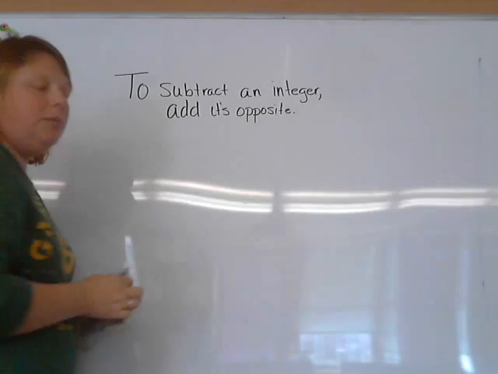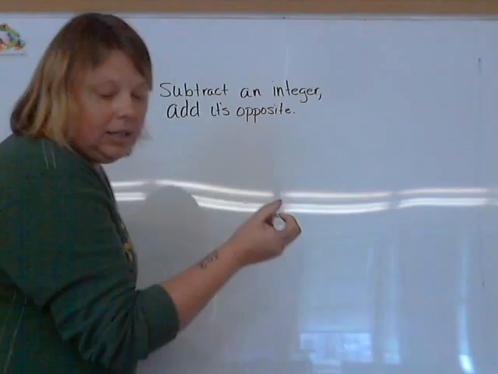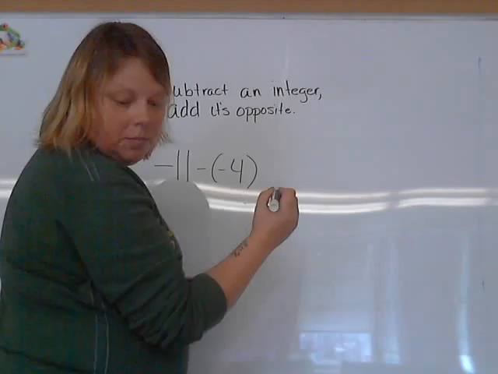Now, you may not have just two numbers that you're dealing with. Once in a while, they'll give you more than that. For example, here's one of your problems. Minus negative 11 minus negative 4 plus negative 9. Now the only time you change the sign of the number is if you're subtracting.